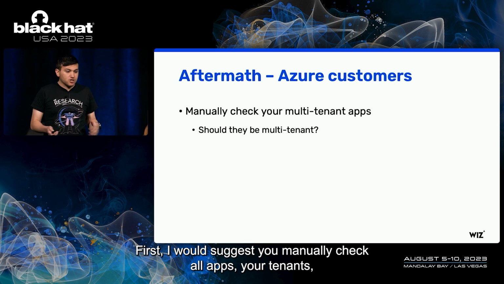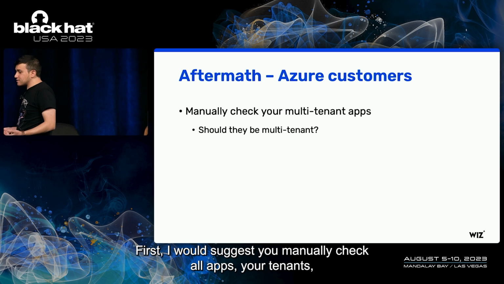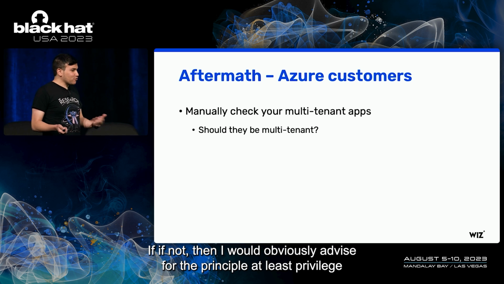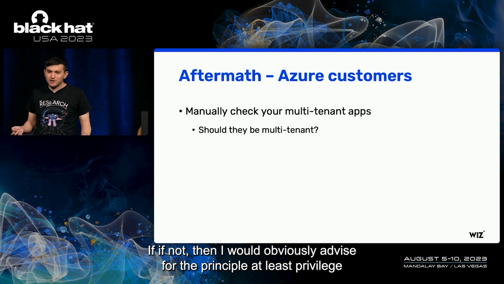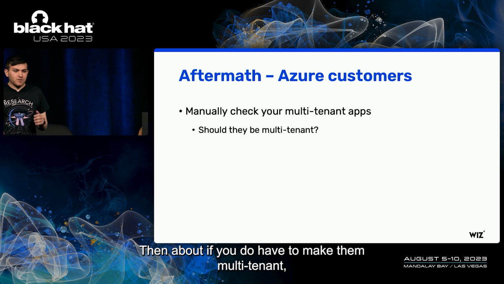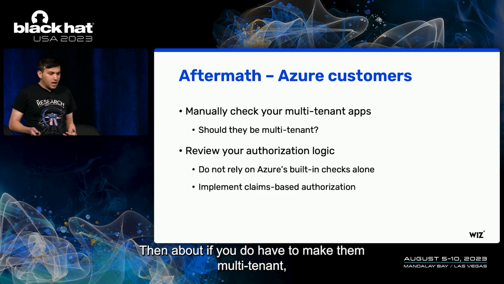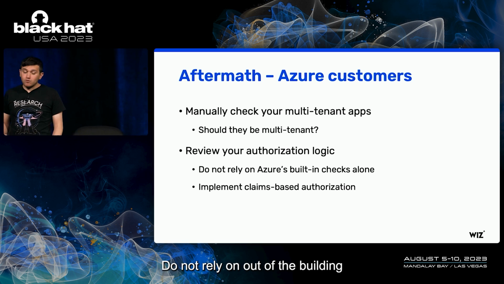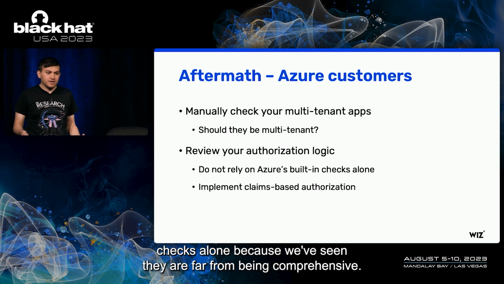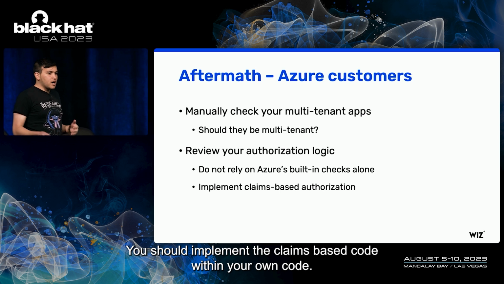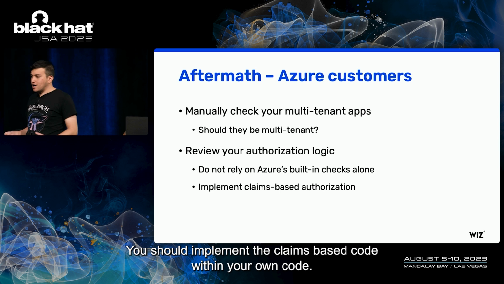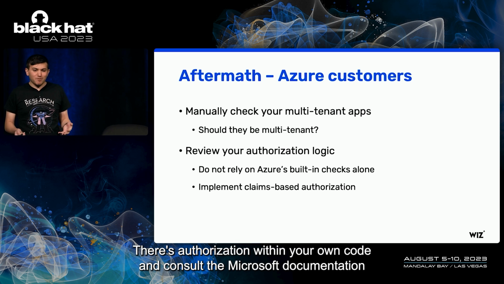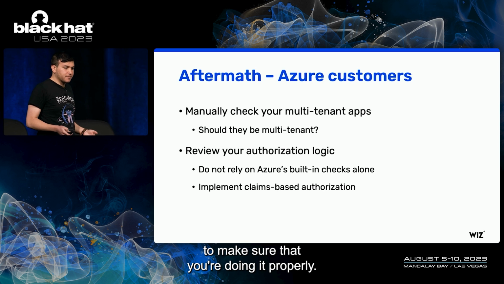First, I would suggest to manually check all apps that you have multi-tenant and check if there's a real business need for them to be multi-tenant. If not, then I would obviously advise for the principle of least privilege and change them back to single tenant. But if you do have to make them multi-tenant, I would suggest to review your authorization logic for each app. Do not rely on Azure's built-in checks alone, because as we've seen, they are far from being comprehensive. You should implement claims-based authorization within your own code, and consult the Microsoft documentation to make sure that you're doing it properly.